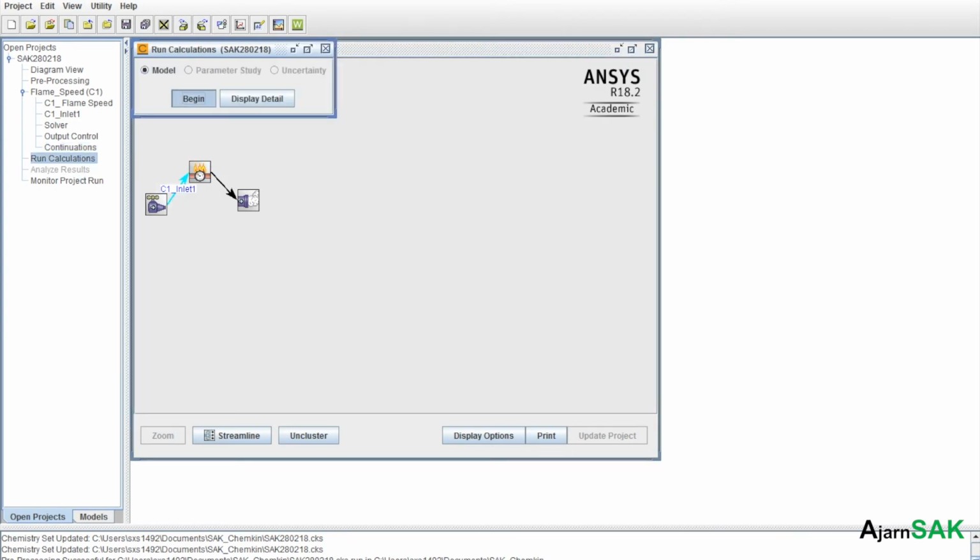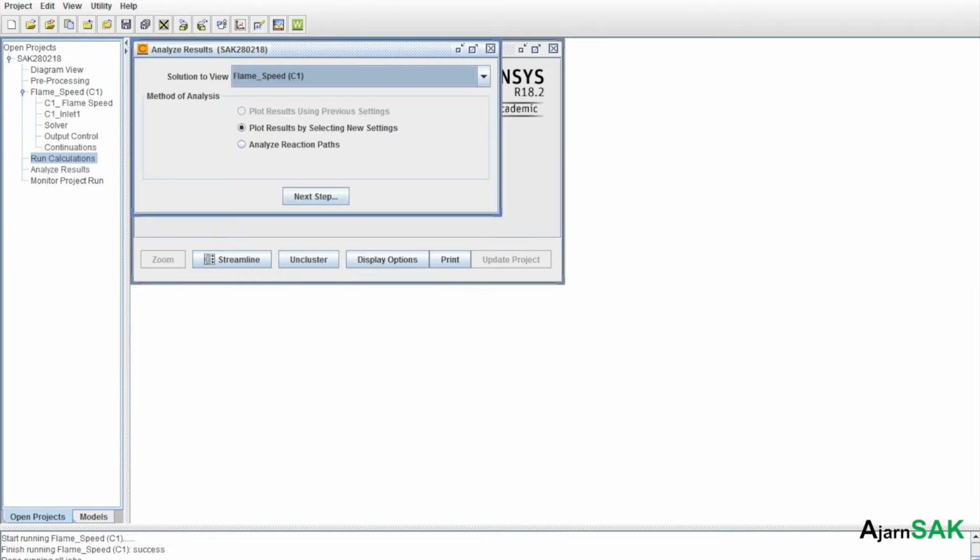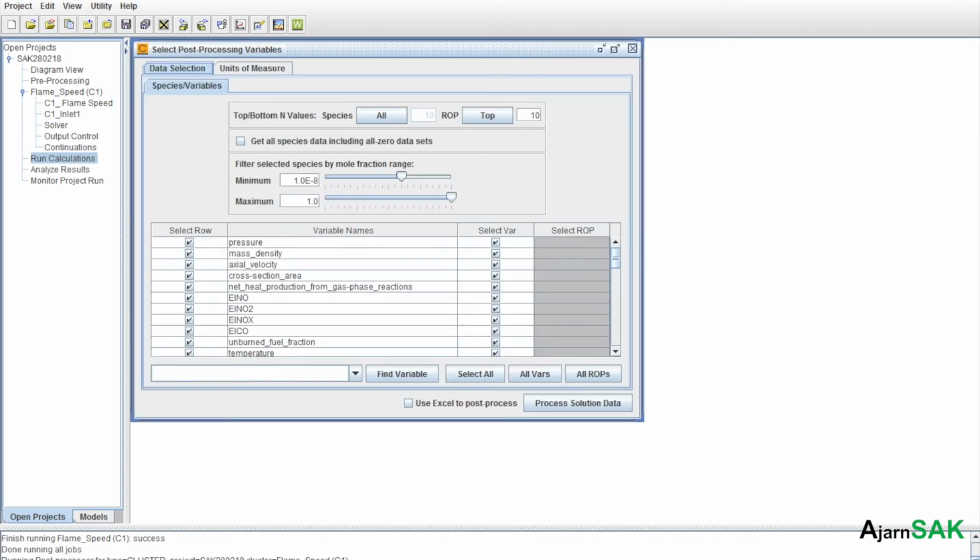Begin. Now it's running. Okay. Now it gave you the results. It's done. Oh, why so fast? Now here you can see all the results you want. What parameter you want to see in your results you control from here. For example, if you want to see pressure, actual velocity, everything.